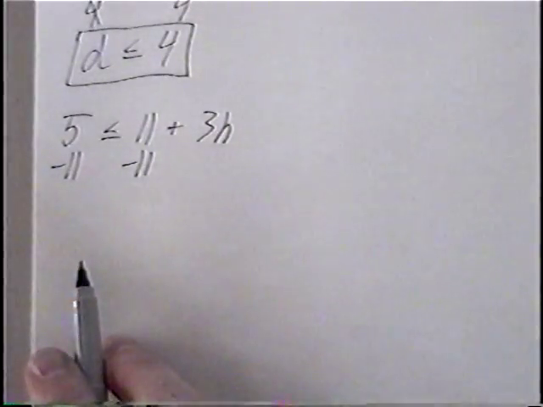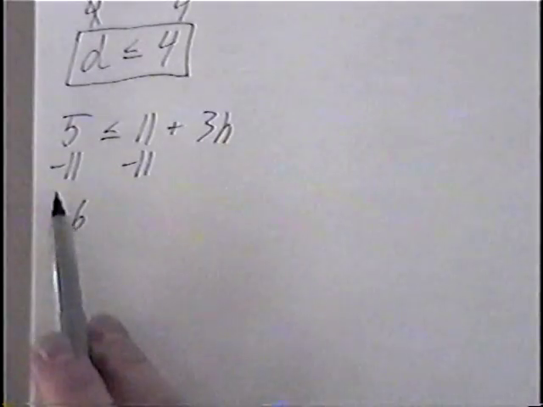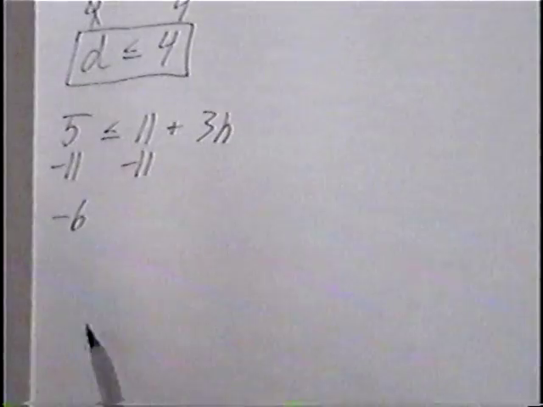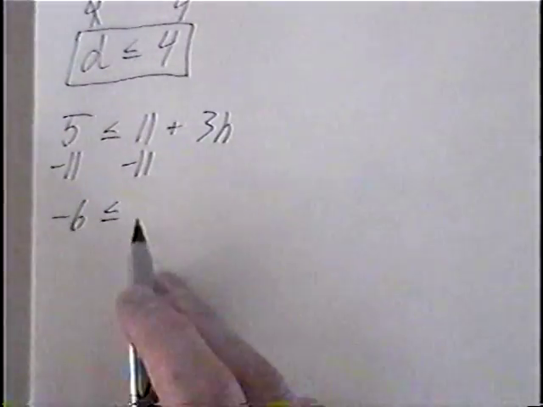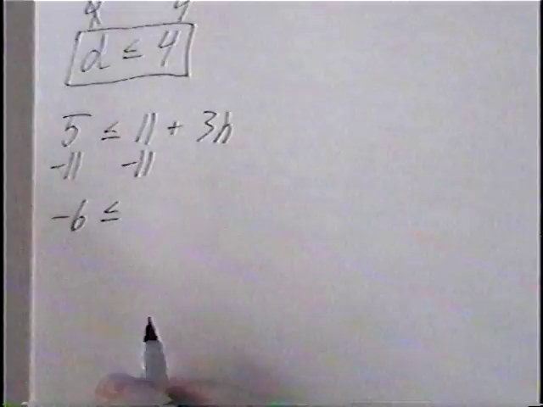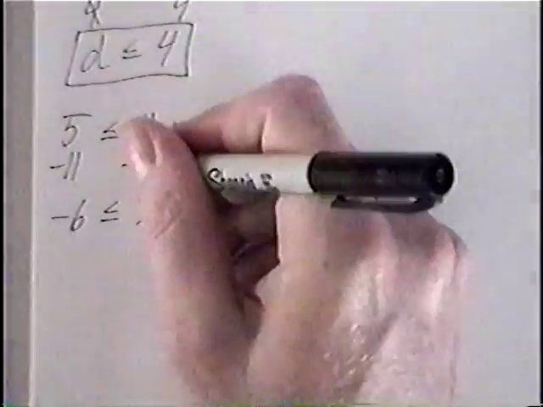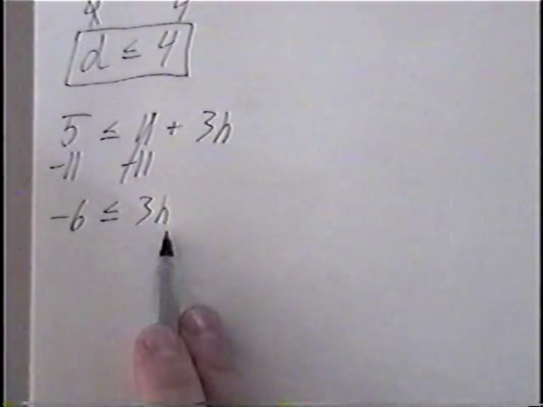5 minus 11 would be negative 6. With different signs, we'll subtract the numbers. 11's bigger, so we'll keep the negative sign on it. Inequality would stay the same, since we're just subtracting a number. And 3h would come down. The 11's would cancel.